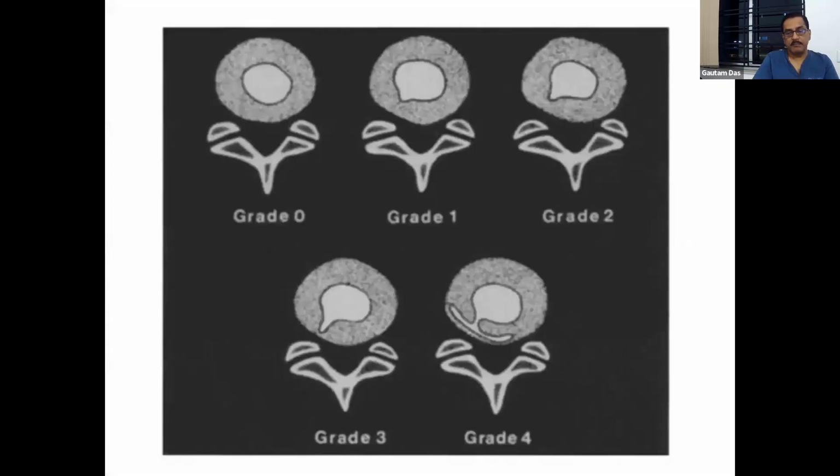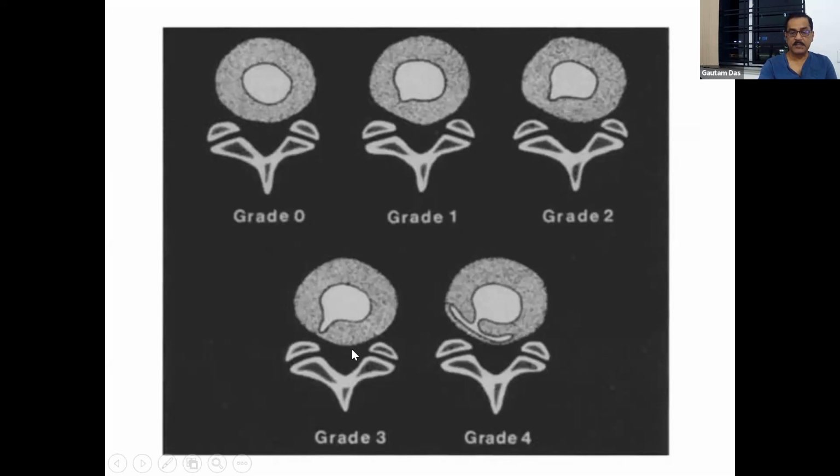Now another very important aspect is discography, already discussed by Dr. Devjyoti in the earlier class. In the Dallas classification, there is grade 0. If there is leakage of the nucleus pulposus into the anterior one-third, this is grade 1. Middle one-third is grade 2. Up to the outer one-third, but without any circumferential spread, is grade 3.